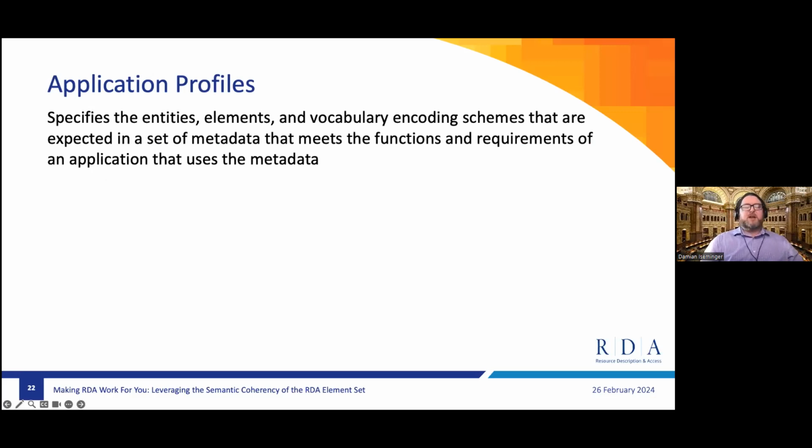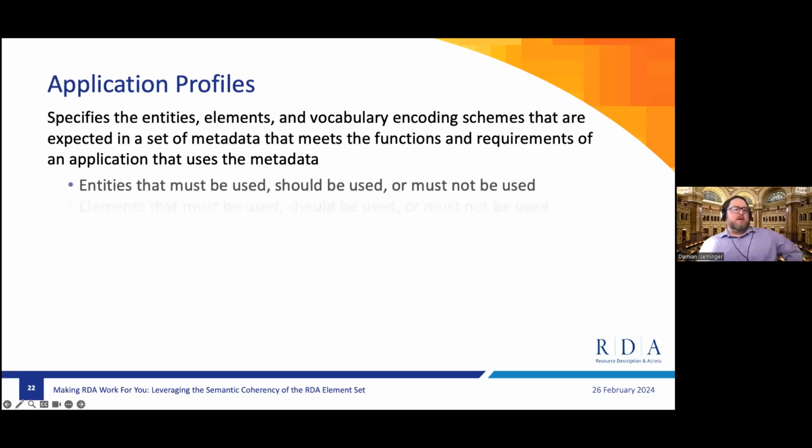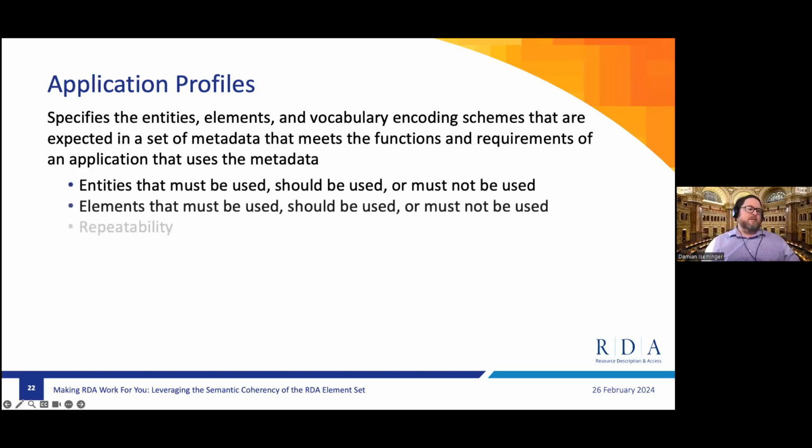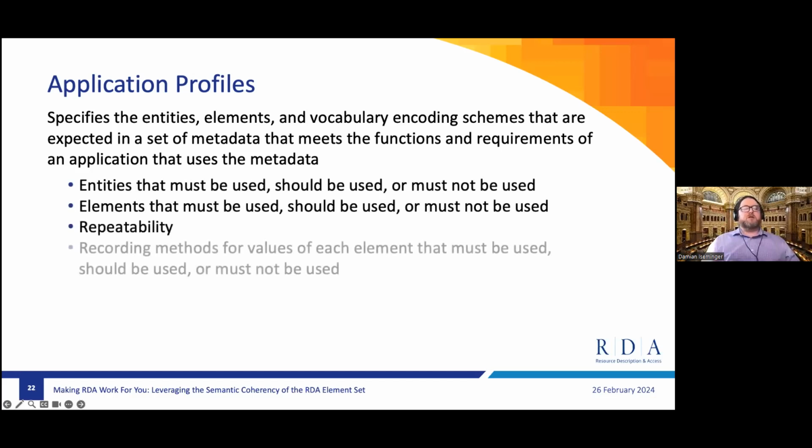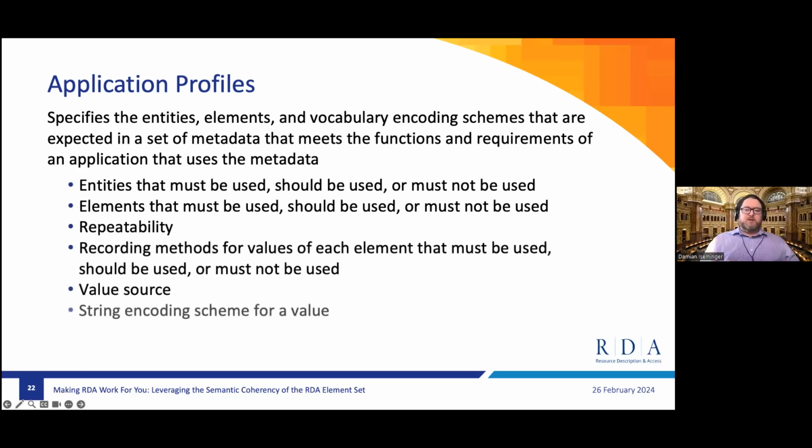So the things that we're talking about in an application profile that should be decided upon: you need to decide what entities must be used, meaning whenever you do a description, you always have to describe this entity. Which entities should be used, meaning these are available for your use, or which entities you're not going to use at all. Then we get into the elements. These are the things that relate the entities to one another. So then elements that always have to be used, elements that can be used, and elements that must definitely not be used.